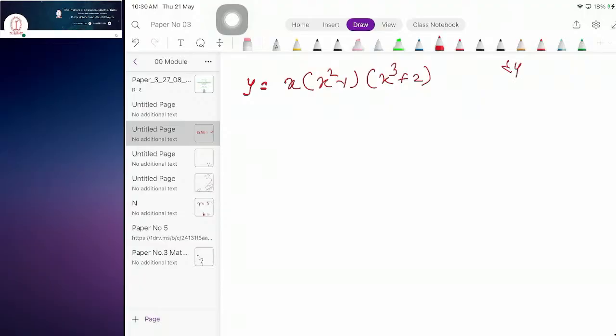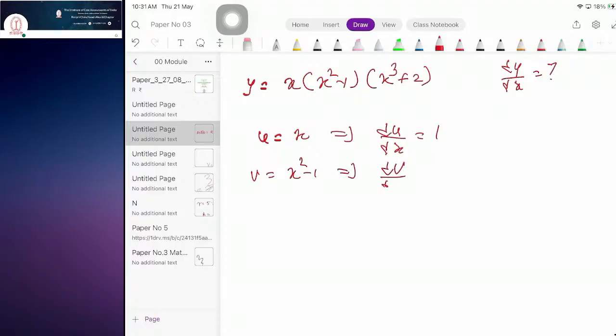Then we want to find out dy upon dx. So let's find out the derivative. First we will write u is equal to x, which implies du upon dx, the derivative of x, will be 1. v is equal to x square minus 1, which implies dv upon dx, the derivative of x square, will be 2x minus 0, so only 2x.